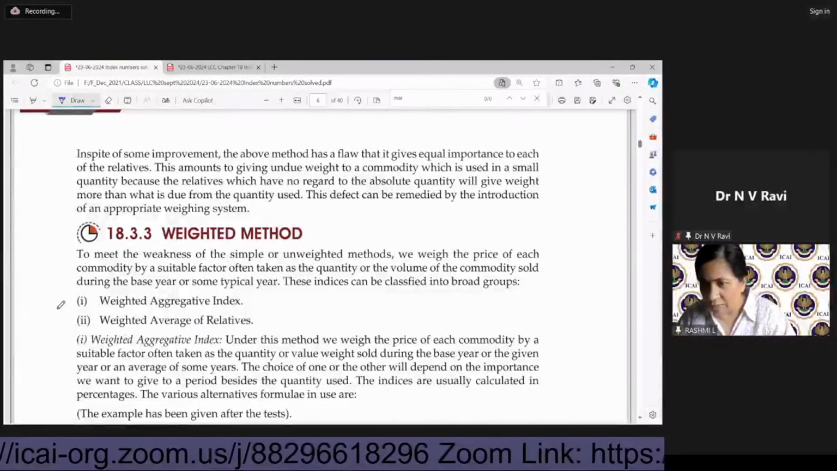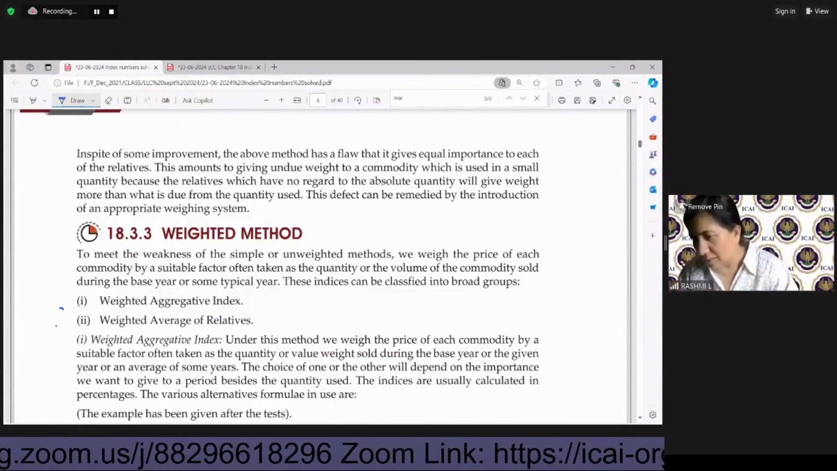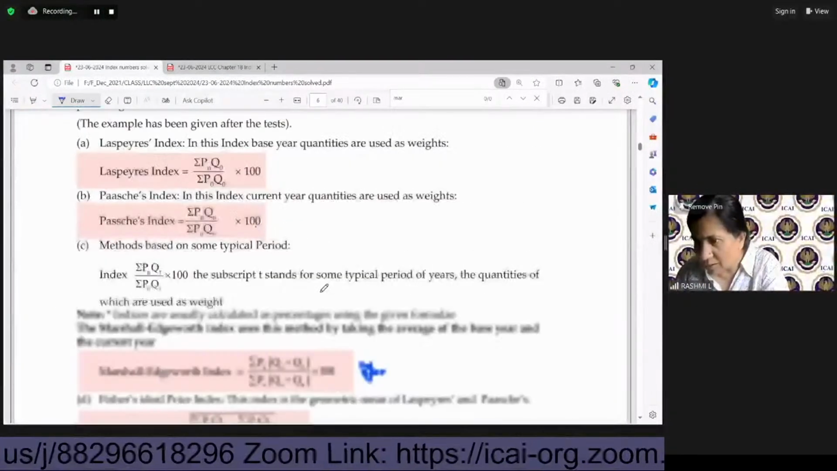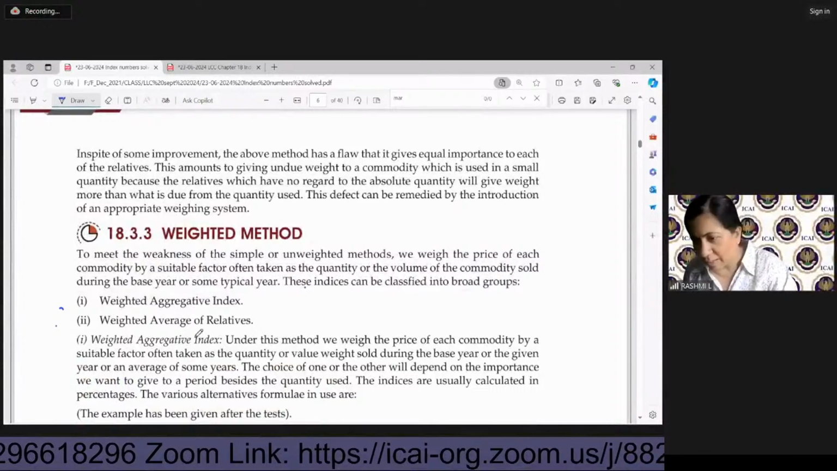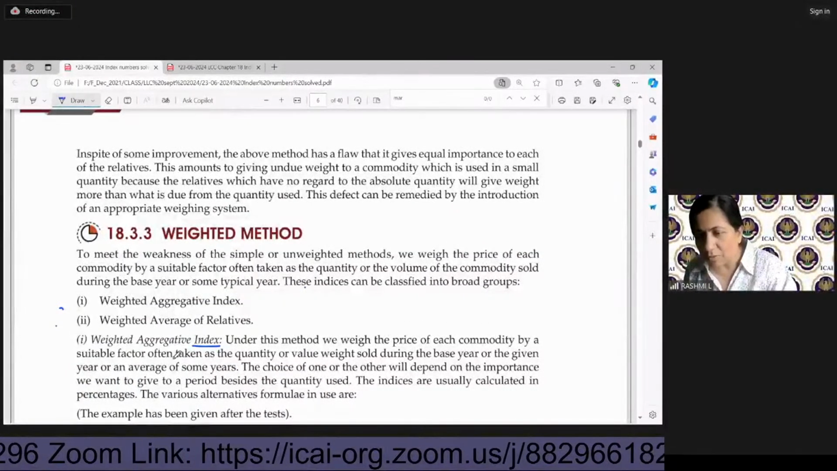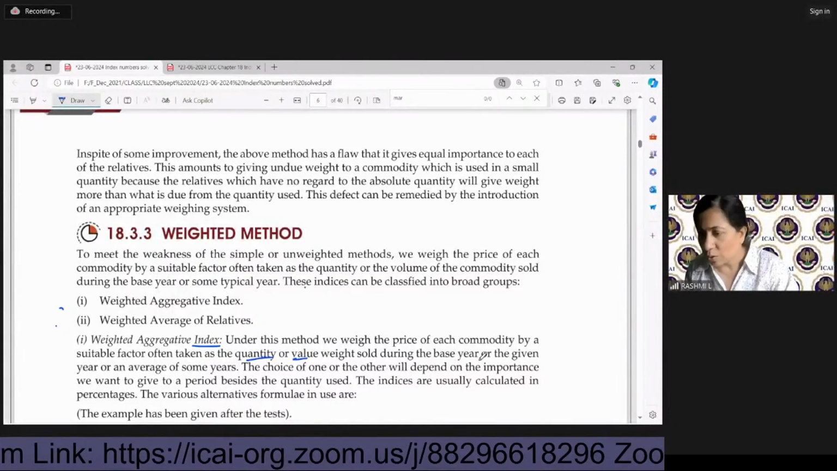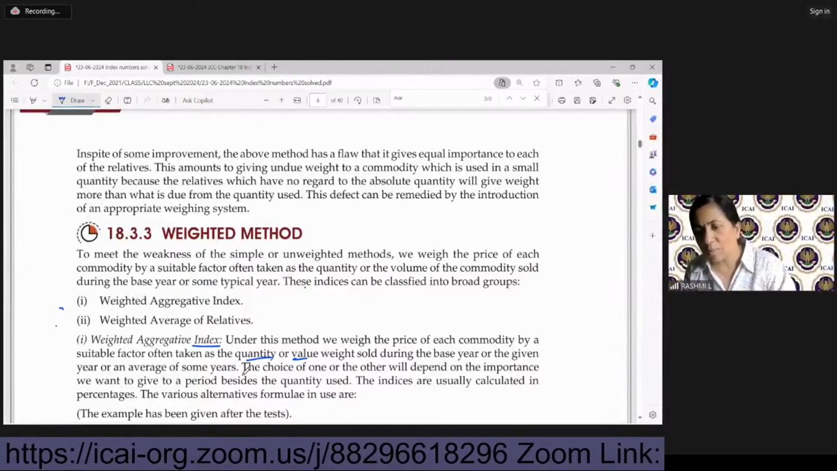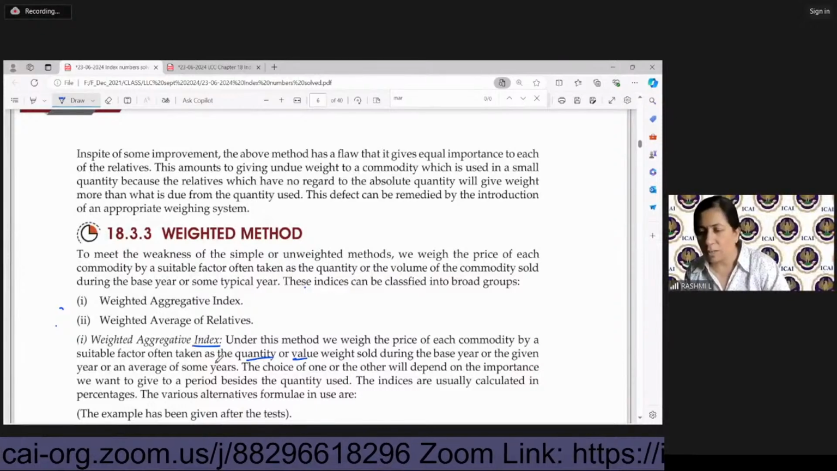Okay, so even in weighted method, you have weighted aggregate method, weighted aggregate of relatives method. So in both these cases, you can see. So what happens in weighted aggregate index? We weigh the price of each commodity by a suitable factor, often taken to be the quantity or value sold during the base year or given year or an average of some other years. Okay, so here you are putting a weight to it.